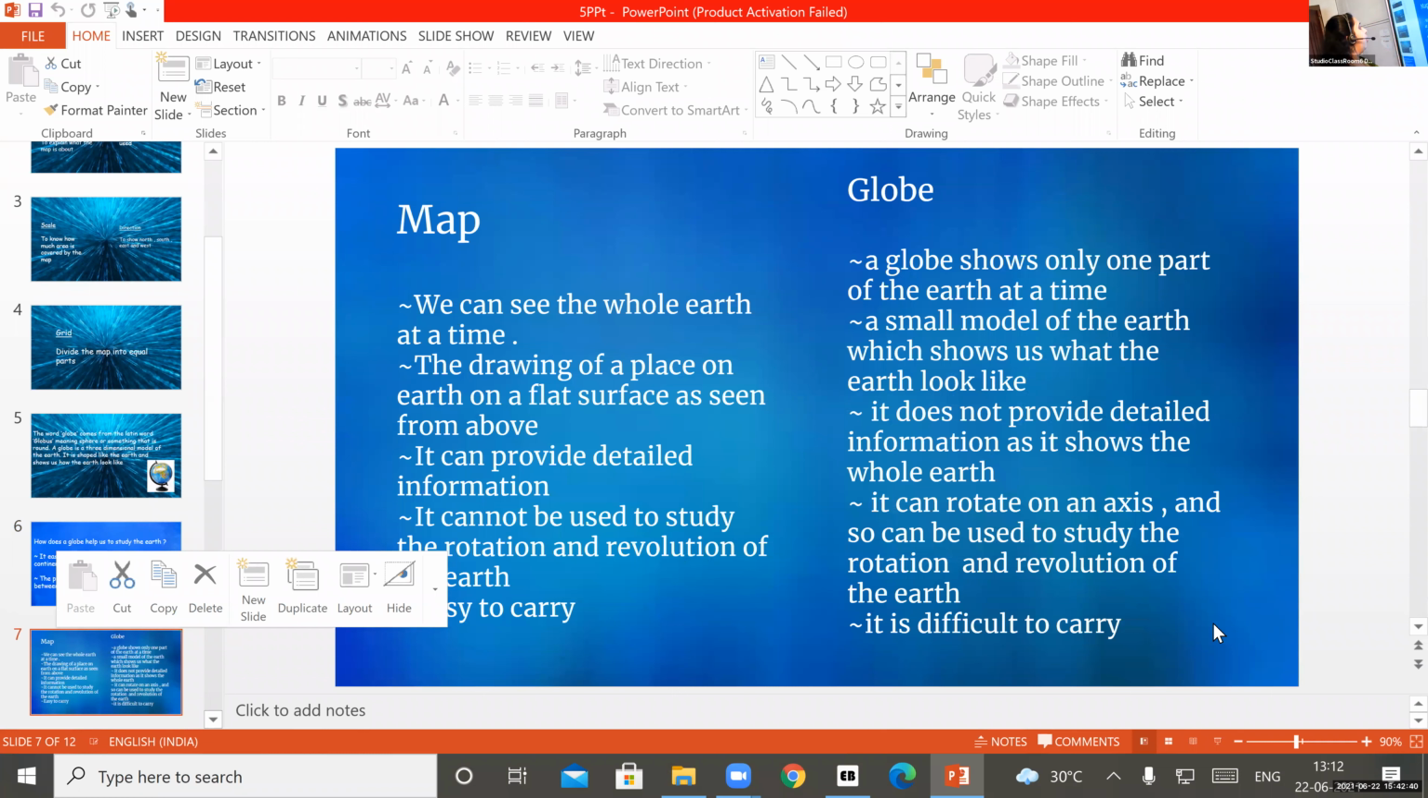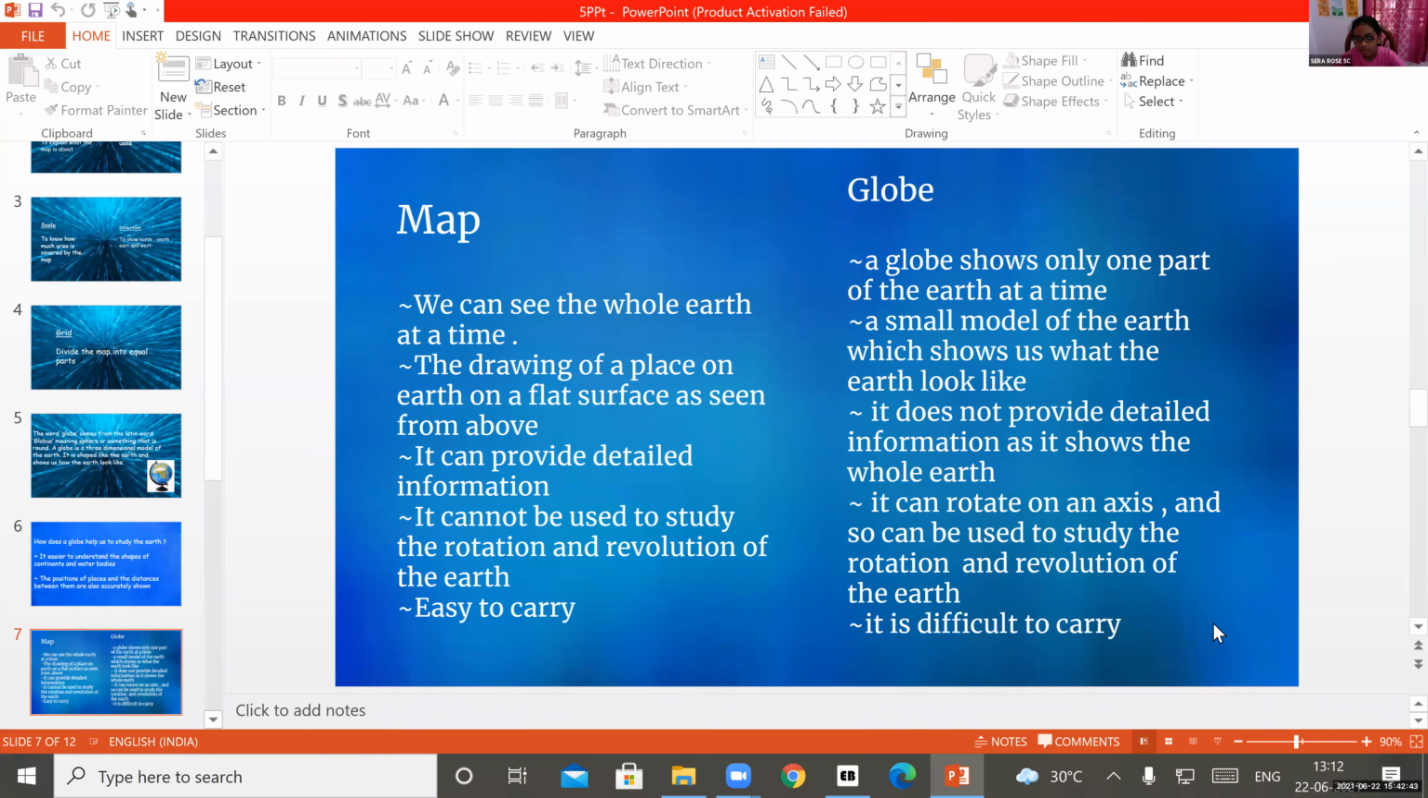A map. We can see the whole earth at a time. The drawing of a place on earth on a flat surface. It can provide detailed information. A map can provide detailed information about a place. If it is a small place, a small town, small city, through a map we can provide the detailed information about that particular place. But it cannot be used to study the rotation and revolution of the earth.